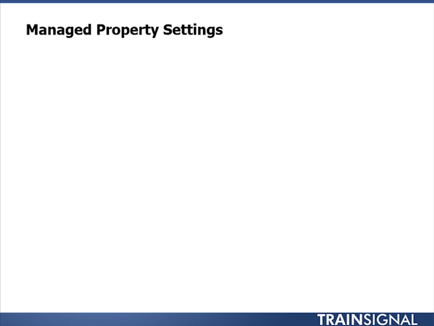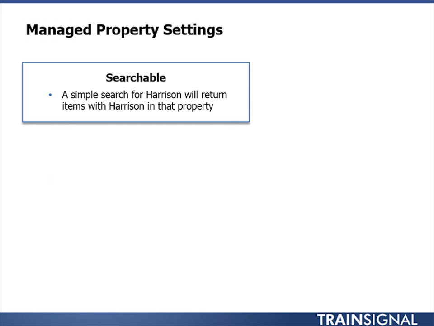Now, when you go in to set up a managed property, and our managed properties link back to our crawled properties, there's a handful of different settings that are available to me. The first big setting is searchable. What this really allows me to do is change the default behavior of a crawled property. Whenever a property is crawled, SharePoint is going to take that value and throw that into the index file. That's almost always what I want.